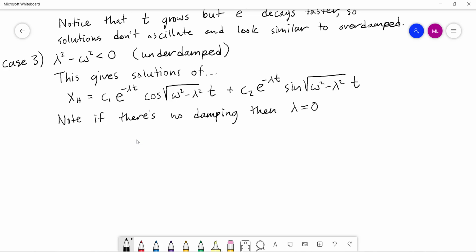then lambda equals 0, and in that particular case, our x homogeneous would look like this: C1 times cosine of omega t plus C2 times sine of omega t. These exponentials, again, become just factors of 1, and this square root term just simplifies to be the square root of omega squared, which just simplifies to omega by itself. Okay, so that is a subcase of this particular case. If there is no damping whatsoever, there's no exponentials, we just get pure sines and cosines that continue indefinitely.